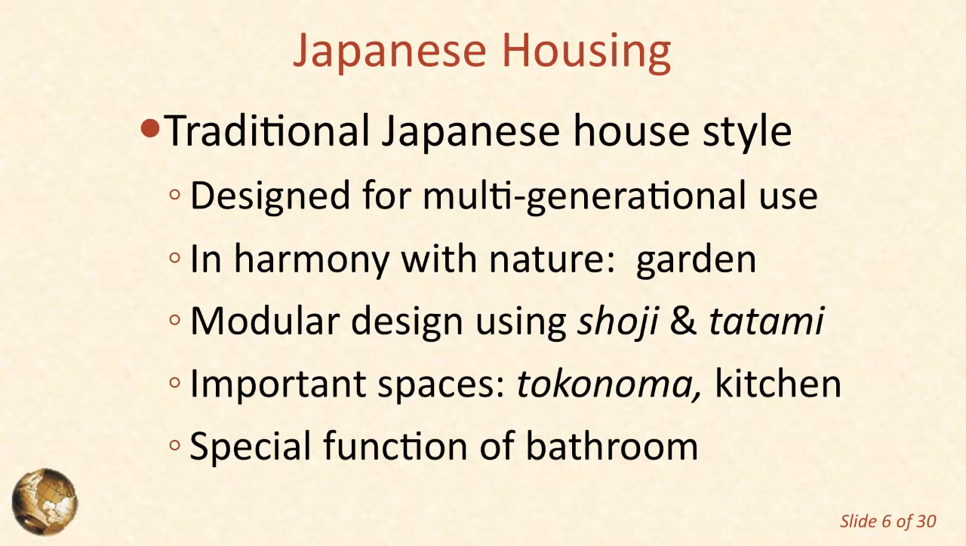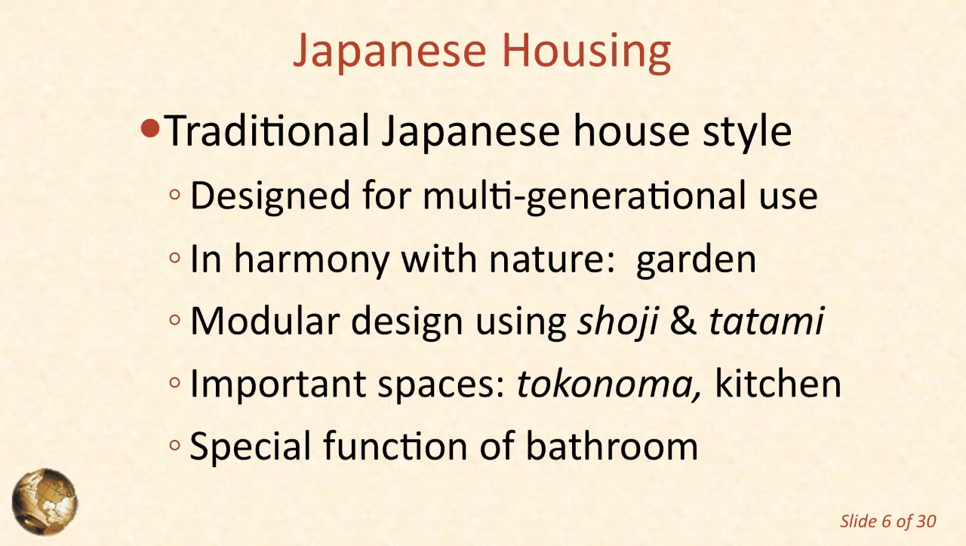And one of the important features of traditional housing in Japan is that the houses are supposed to be in harmony with nature. And one of the ways that that's done is that there is typically a sitting room that opens up onto a garden. And the Japanese garden is an important part of the traditional way of life in Japan.